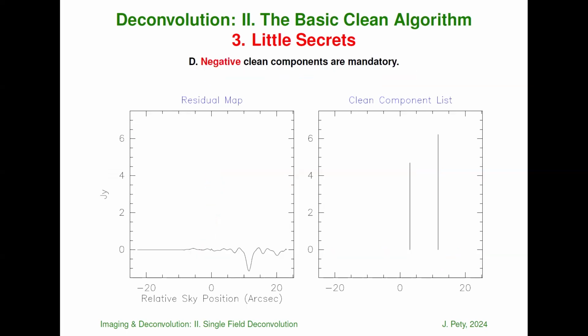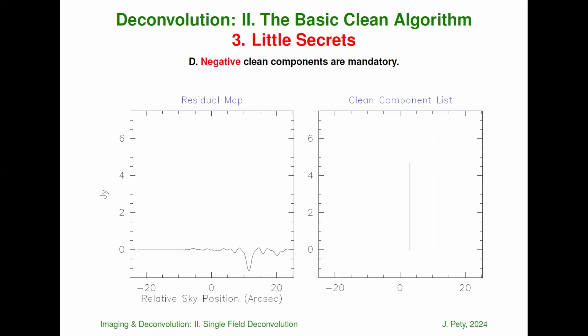Another little secret. People always think that, and they are right, the intensity measured, its energy, it should be positive. Okay? So because it should be positive, we should forbid negative clean components. Okay? That seems so obvious. But that's wrong. That's wrong.